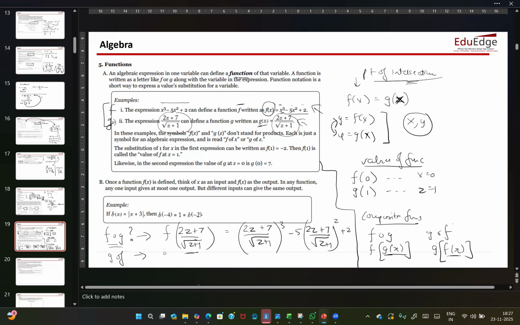g of f will be g of 2x cube minus 5x square plus 2, right? And that will be nothing but 2z plus 7. So instead of z, I will write 2x cube minus 5x square plus 2, plus 7, and the whole divided by root of z plus 1. And z plus 1 is nothing but this bracket plus 1.